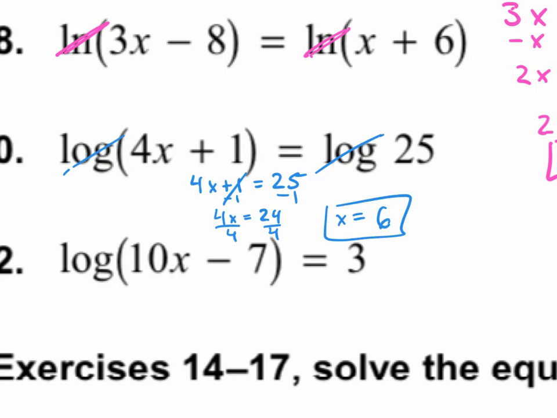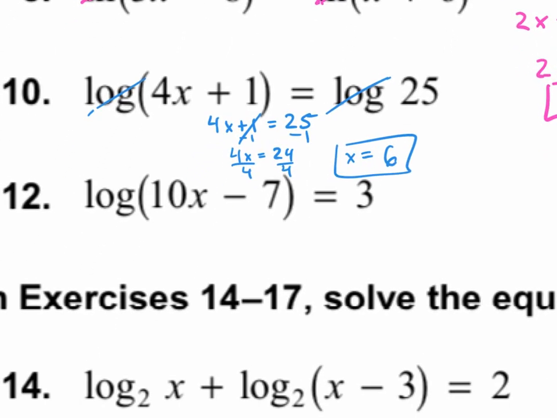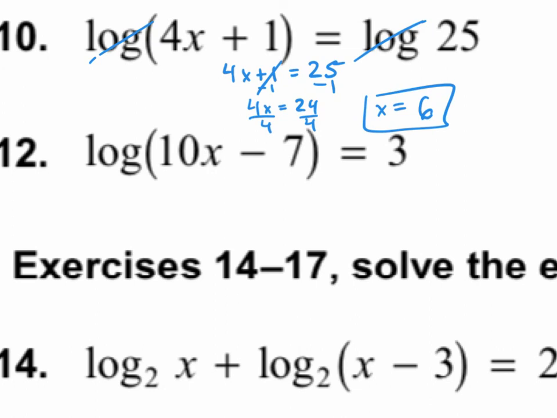Number 12. Here I only have one log, so how can I get rid of that log? We make the big base 10. So since this log doesn't have a base written, it's implied that that little base is 10. And to get it to cancel, we write our big base 10. What we do on one side, we have to do to the other. So this log base 10 cancels. So I'm left with 10x minus 7 is equal to 10 to the third power. What's 10 to the third power? 1,000.